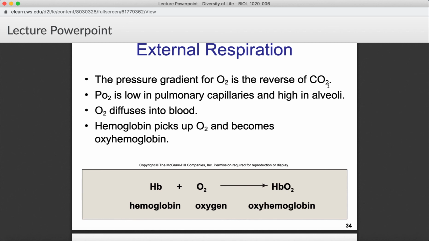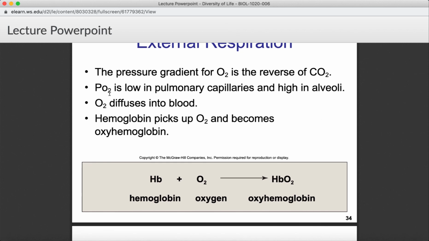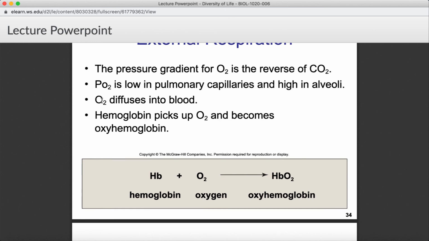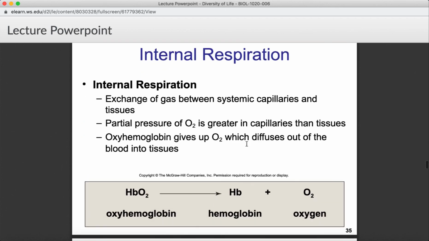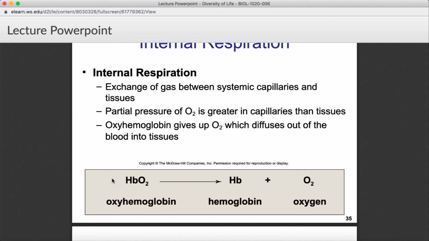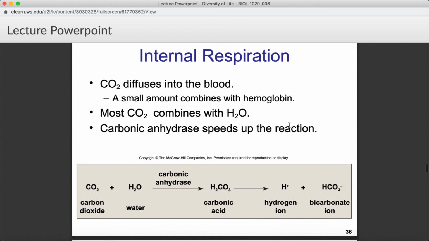The pressure gradient for oxygen is the reverse of carbon dioxide. So if you have low partial pressure of oxygen in the capillaries, it'll be high in the alveoli. Then your oxygen will diffuse into the blood. Hemoglobin picks it up and becomes oxyhemoglobin. And then for your internal respiration, you have a lot of oxygen on your oxyhemoglobin, high partial pressure of oxygen in your capillaries and relatively low in the tissues, so the oxygen will leave hemoglobin and diffuse from the blood into the tissues. And you do the opposite with CO2.